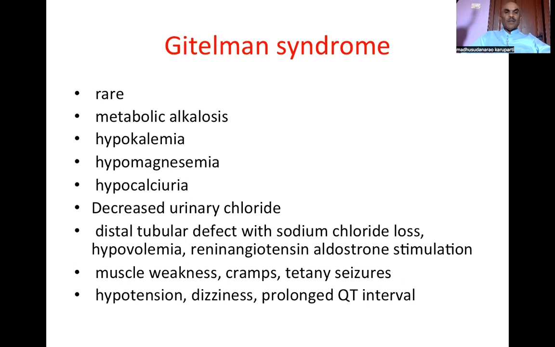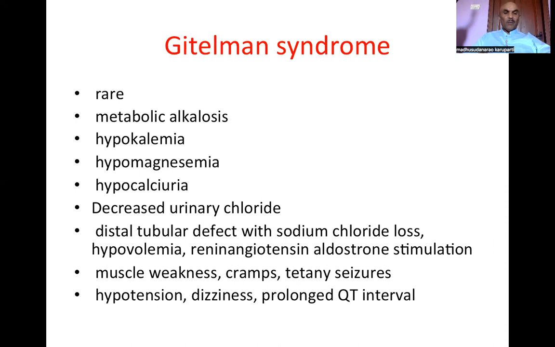Gitelman syndrome. This is again a rare condition associated with metabolic alkalosis and hypokalemia. There is hypomagnesemia and hypocalcemia. It is associated with decreased urinary chloride. The main defect in this condition is a distal tubular defect with sodium chloride.